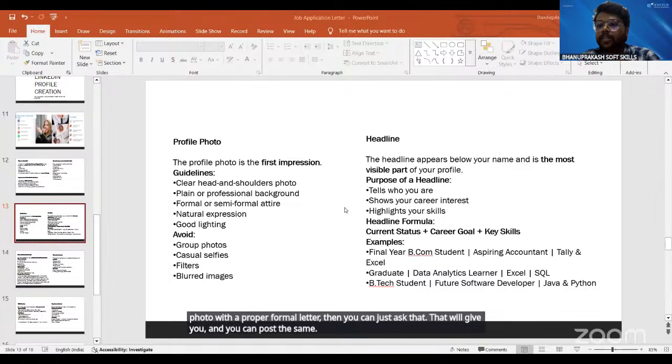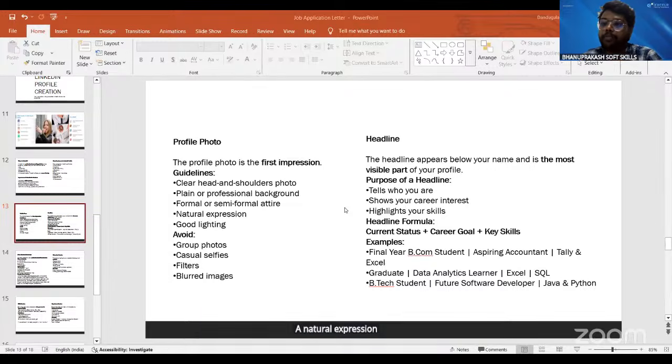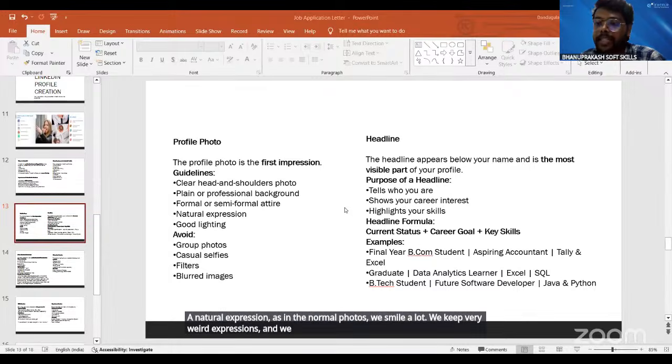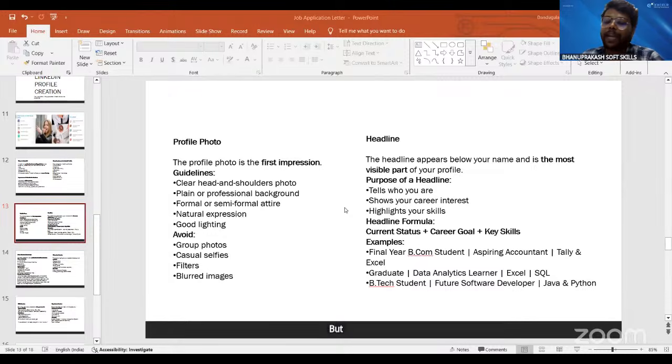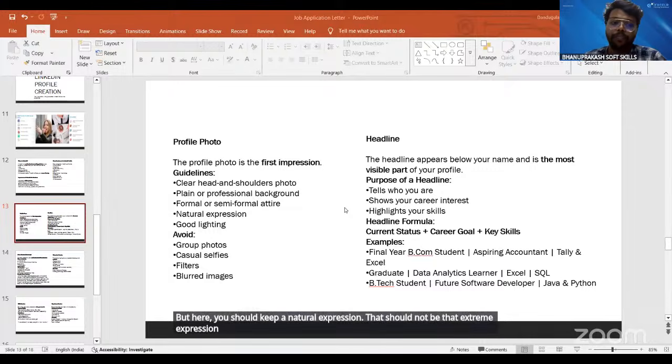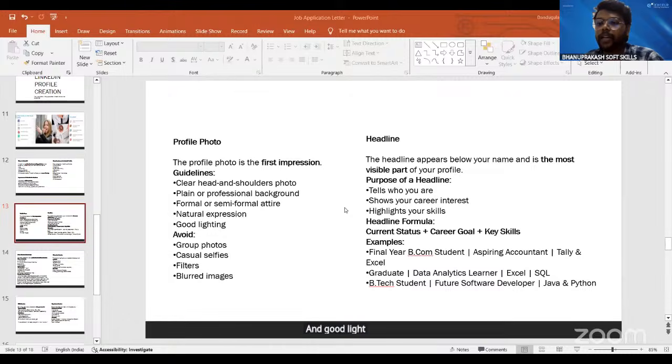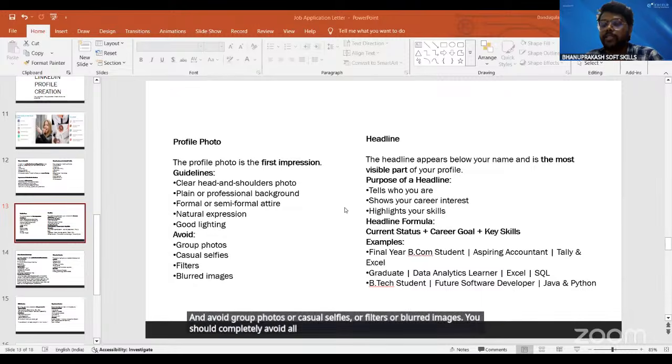And natural expression, as in normal photos we smile a lot, we keep very weird expressions, and we use dog filters in Snapchat, something like that. But here you should keep a natural expression that should not be extreme. And good lighting should also be there. And avoid group photos, casual selfies, filters or blurred images. You should completely avoid all these things and simply put one photo which follows all these guidelines.